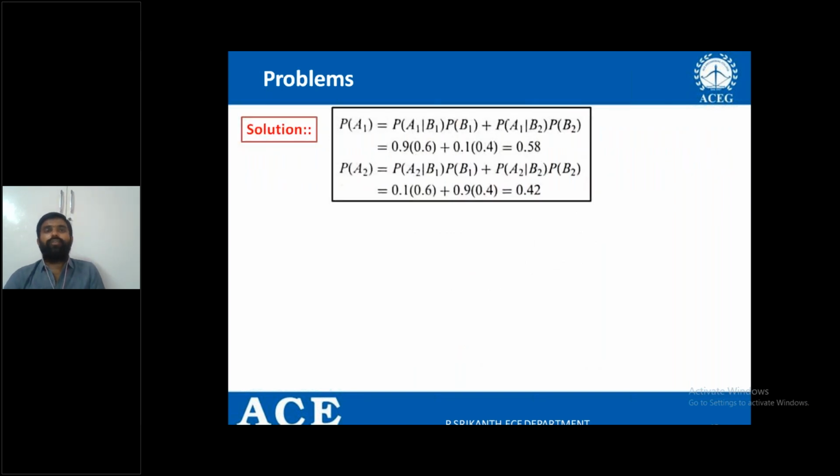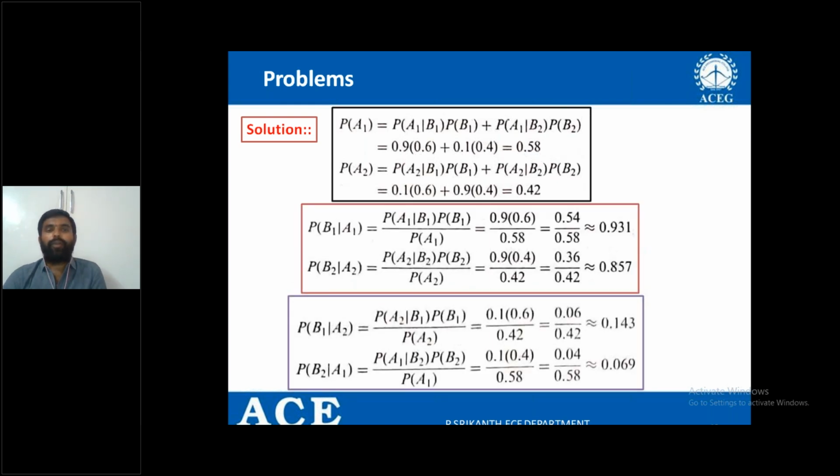Solution. A1. First, what are we supposed to find? I need to find P of B1 given A1, P of B2 given A2, P of B1 given A2, P of B2 given A1. To know all these, I need to first find P of A1 and P of A2. Therefore, I have first calculated P of A1 and P of A2. By substituting that, I have calculated all the conditional probabilities. So it is the best example for communication application, binary communication channel establishment using Bayes theorem, right?